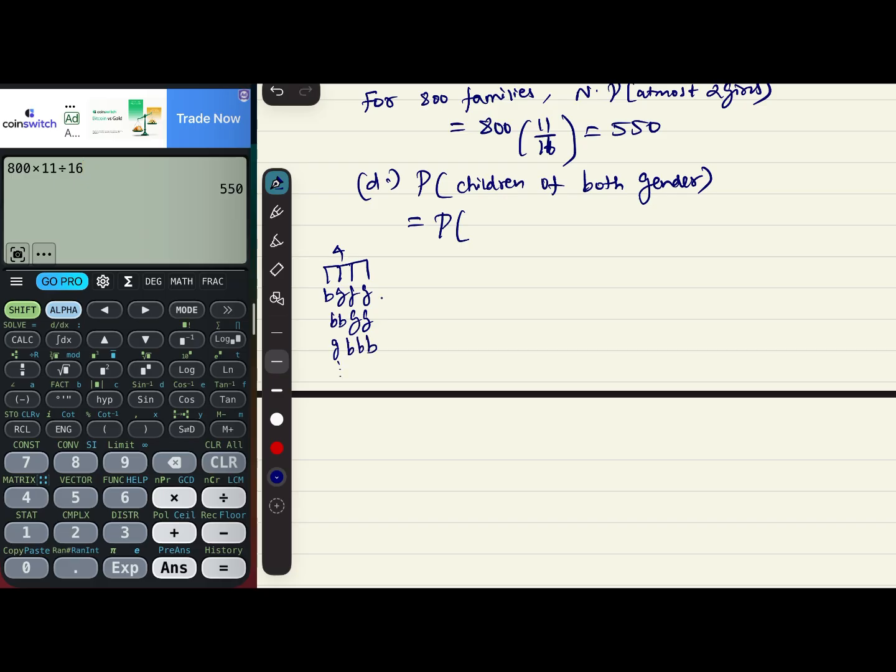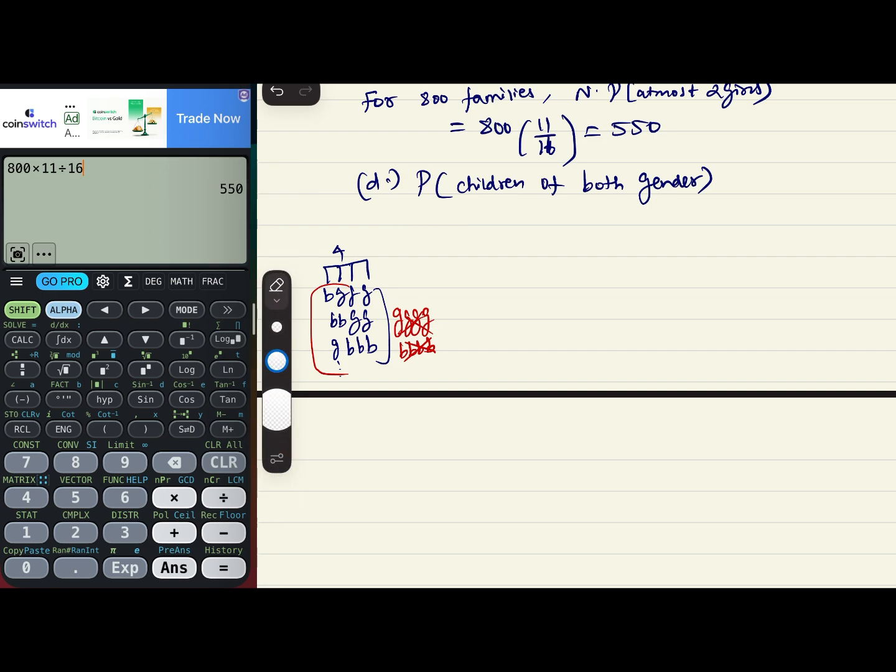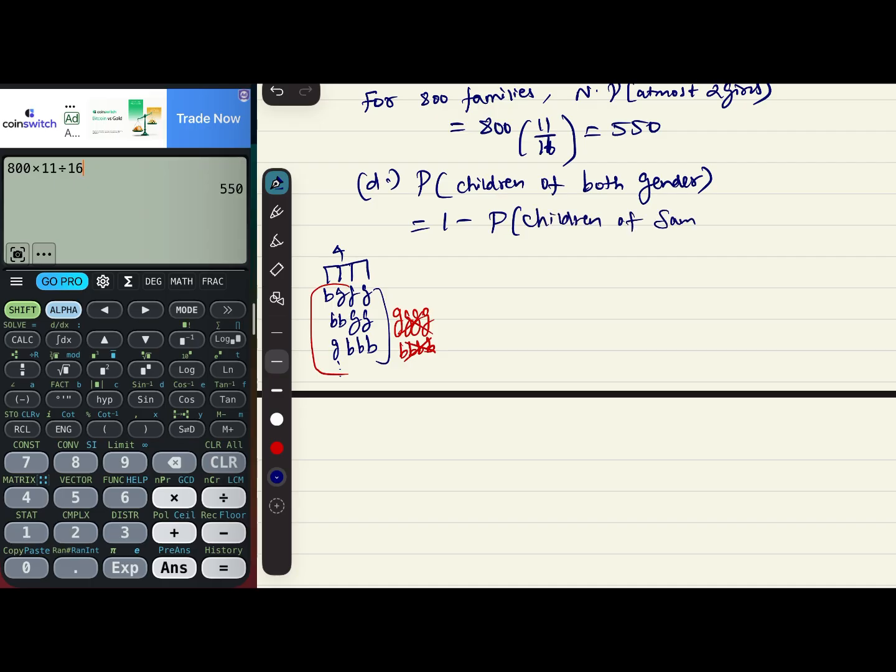But you should keep in mind there should not be four girls or four boys. This is not possible here. So we have to exclude this particular part from the combinations. So what should we do here? We will write this as 1 minus probability of children of same gender.